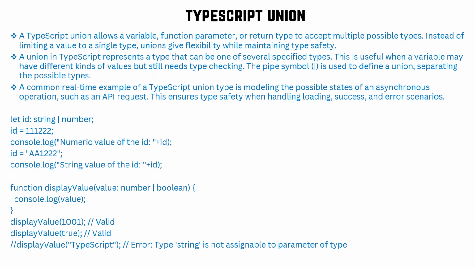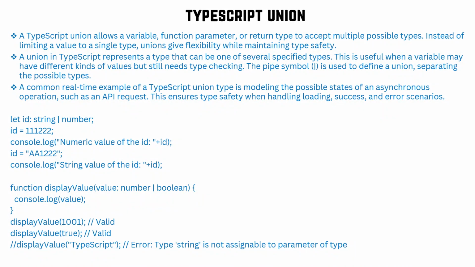A common real-time example of a TypeScript union type is modeling the possible state of an asynchronous operation such as an API request, like a CRUD operation. In case you already have some idea of APIs, CRUD is nothing but create, read, update, and delete. Create is possible through a couple of methods, read is possible through the GET method, and then PUT and PATCH are there for the update. The DELETE method you can call for the delete. So that is the way we can do different kinds of operations.